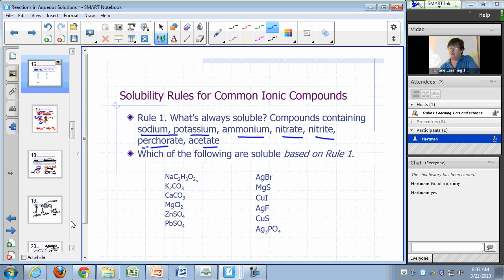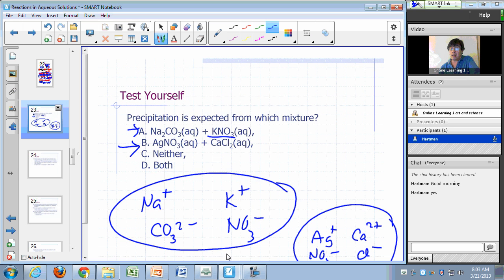So right there, from rule number 1, you can eliminate some of these choices in this question. If it has sodium or potassium, then that compound is going to be soluble in water. So that means it's not possible for you to make a precipitate that has sodium. You cannot make a precipitate that has potassium. And going back to rule number 1, you can also say that there is no precipitate that has nitrate in it. So from choice A right here, you don't expect any precipitation reaction.